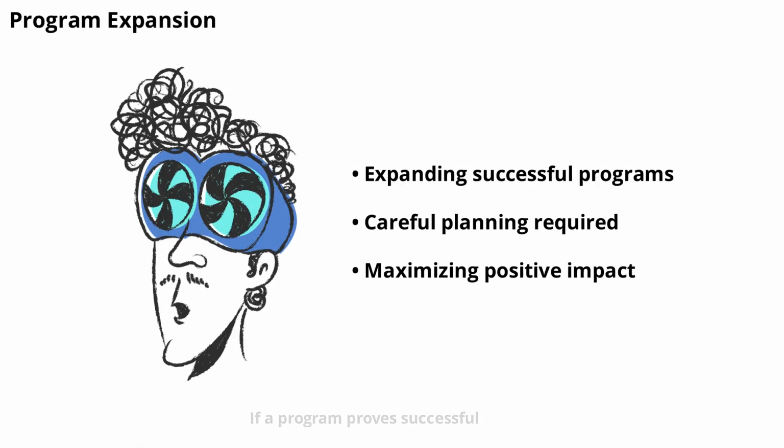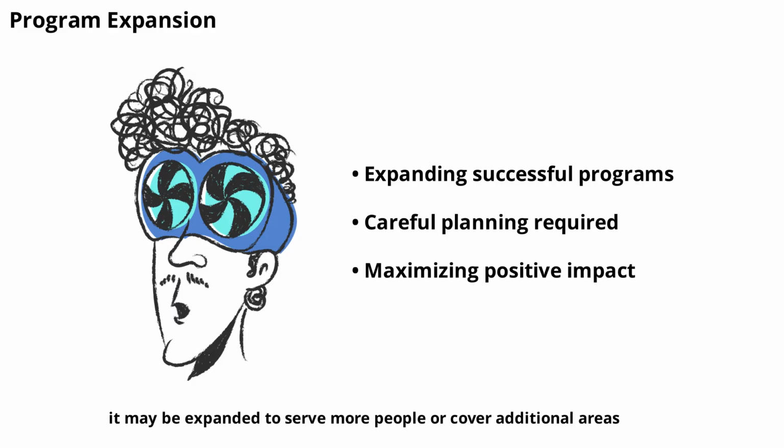If a program proves successful, it may be expanded to serve more people or cover additional areas. Expansion requires careful planning, additional funding, and sometimes new legislation. The lessons learned from the initial rollout help guide the expansion process. By scaling up effective programs, governments can maximize their positive impact on society.